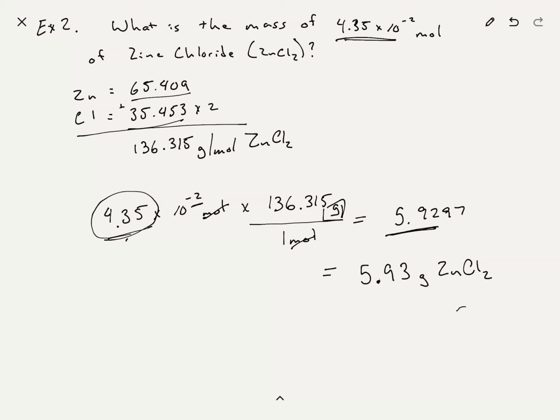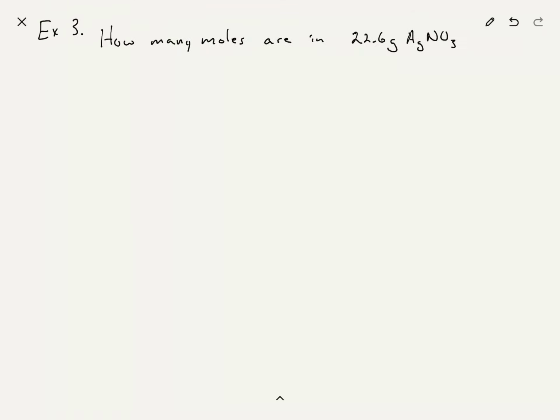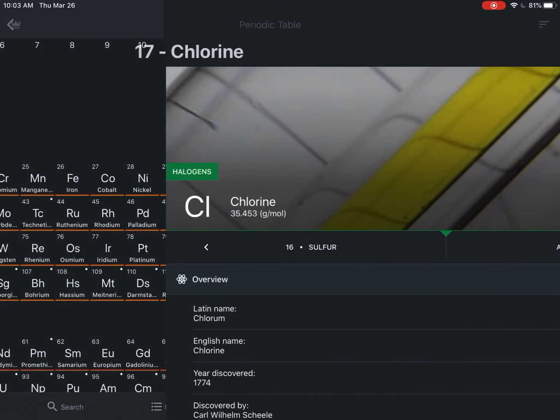chloride. Now let's go the other way for a couple of examples. How many moles are in 22.6 grams of silver nitrate? So exact same thing. We can't solve this until we have the molar mass of silver nitrate. So we need Ag, we need N, and we need O. We just used O, it's 15.9994. We got 3 of them, but we need to look up our masses of silver and nitrogen.